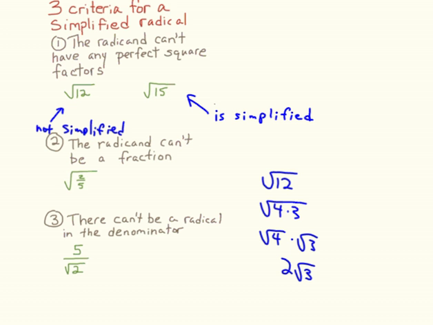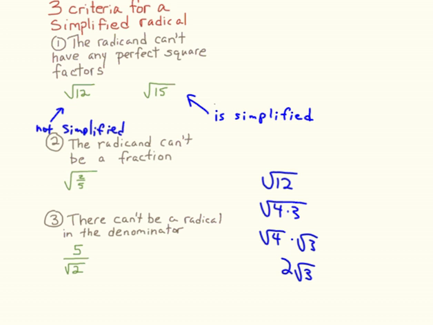All right. So the last criterion of the three criteria here is that there can't be a radical in the denominator. You can never leave it like this. We're not going to learn how to deal with something like this today. You use what's called rationalizing the denominator. That'll be a little later in chapter 8. We'll learn how to deal with something like this.